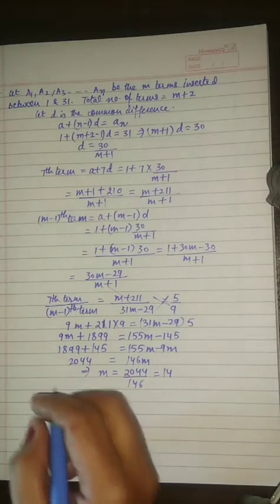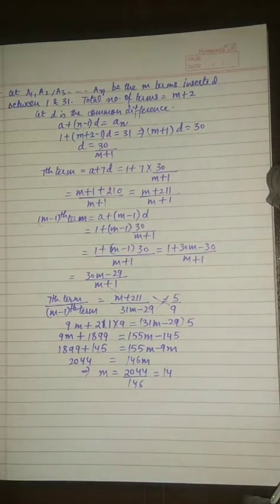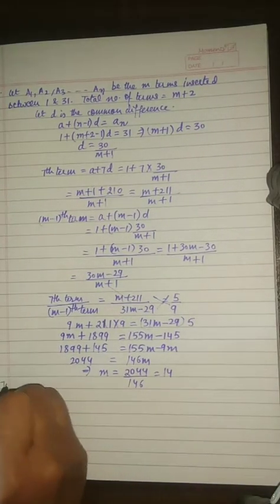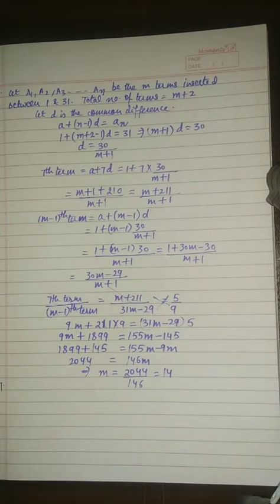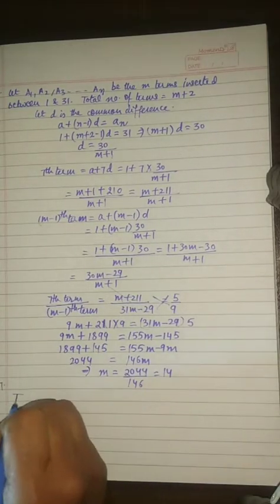Now moving to the 17th question. In the 17th question, we are given that a man starts repaying a loan with a first installment of rupees 100, and he increases the installment by 5 every month. So clearly the first term of this AP is 100 and the difference is d, that is 5. So we have to find what amount he will pay in the 30th installment.